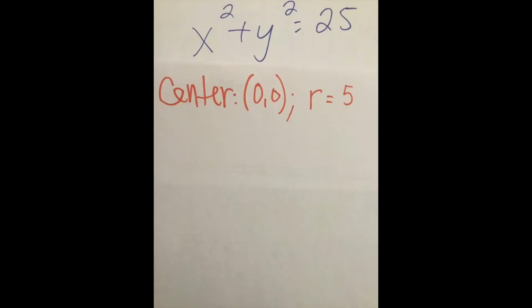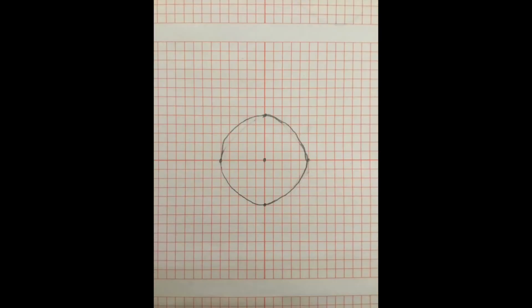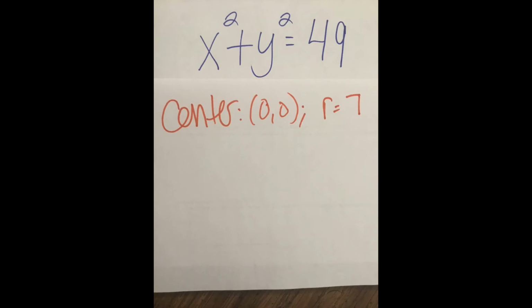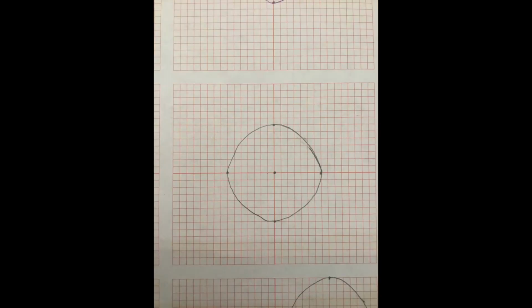So I did a few of these examples that are all centered at the origin. If we drew them all at the same time, we call those concentric circles because they share the same center. These last couple have a radius of 5 and a radius of 7. For the others, we're going to translate them.